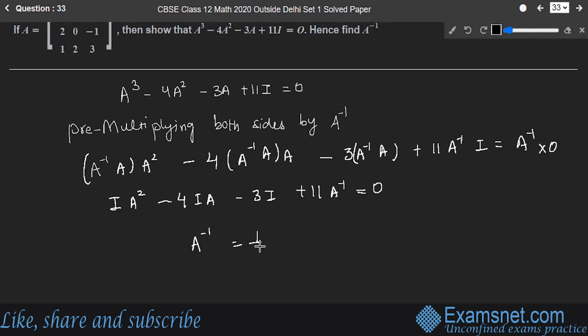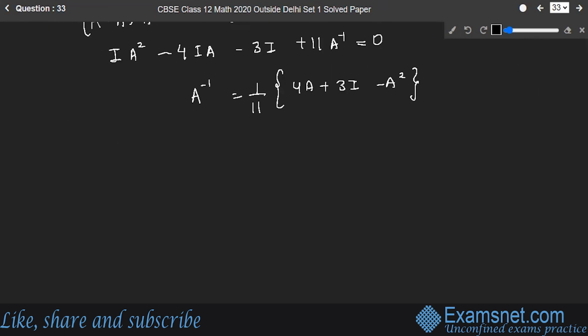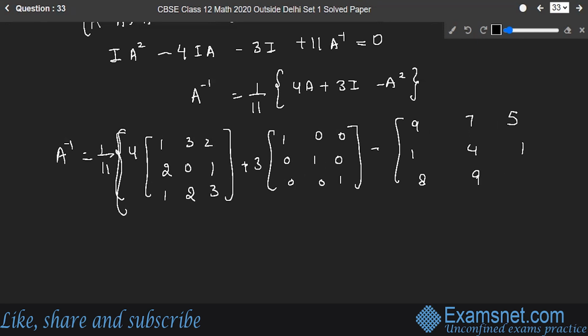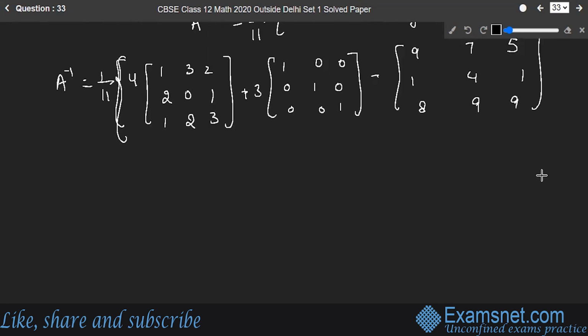Which gives you A inverse is equal to 1 by 11 of 4A plus 3I minus A square. So that means A inverse will be equal to 1 upon 11, 4A. So A was 1, 3, 2, 2, 0, 1, 1, 2, 3, plus 3 I, 1, 0, 0, 0, 1, 0, 0, 0, 1, minus A square, which was 9, 7, 5, 1, 4, 1, 8, 9, and 9. Okay. Now let's solve that.